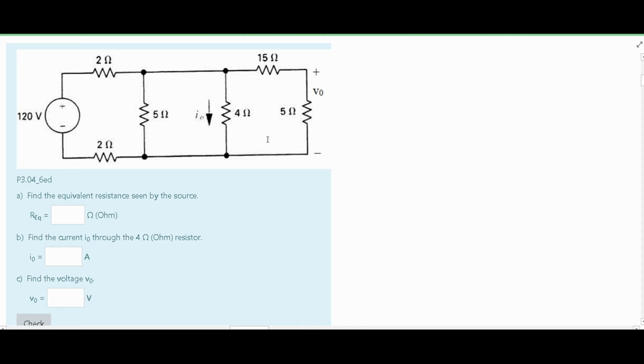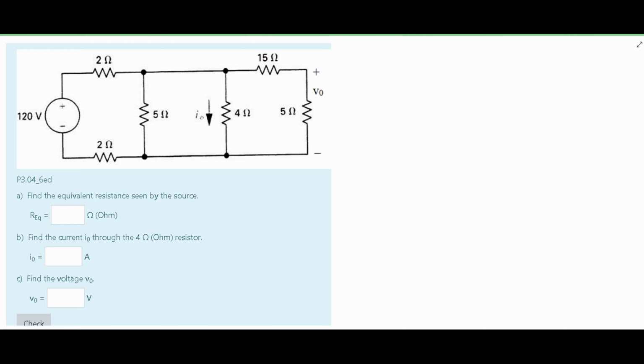In this problem, we are given a pretty complex circuit diagram. We are asked to find the equivalent resistance seen by the source. We are asked to find the current I0 through the 4 ohm resistor, and then we are asked to find the voltage V0, which is actually separate from I0. I wish they would have reworded that, but it is separate and we're going to find that too.